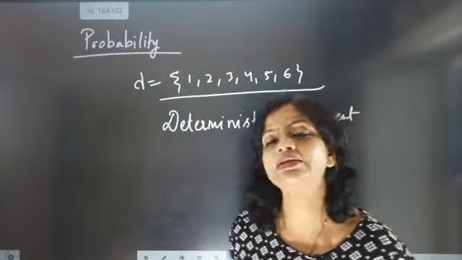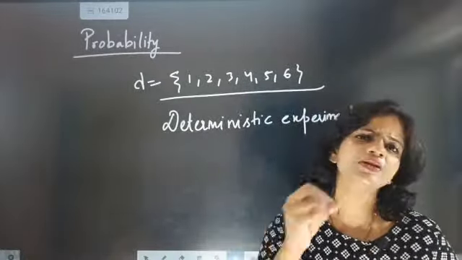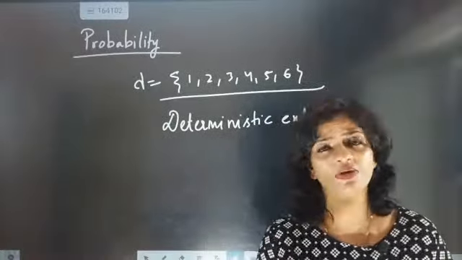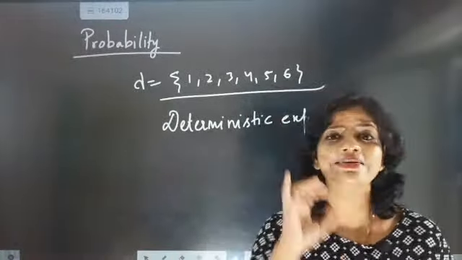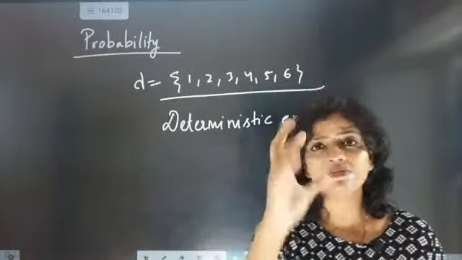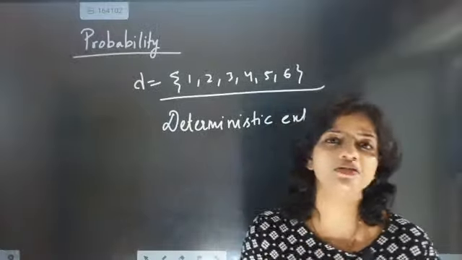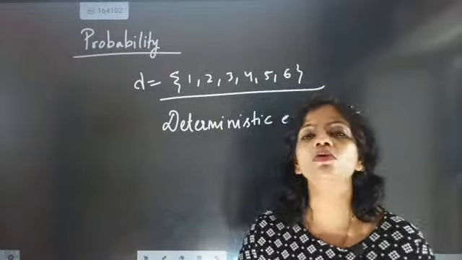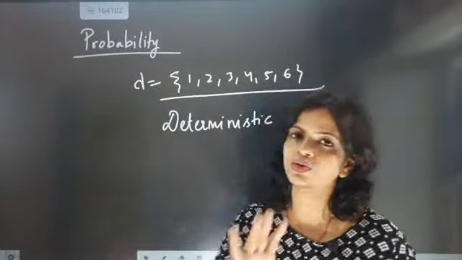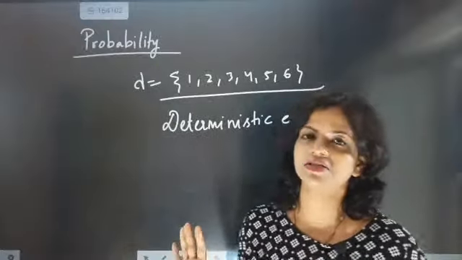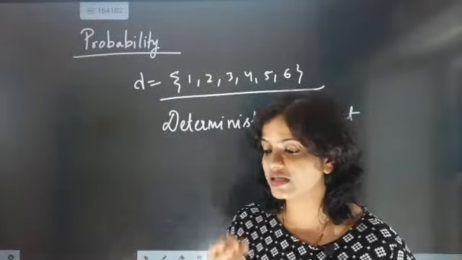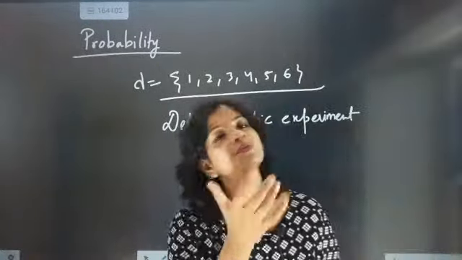What exactly is a deterministic experiment? It is an experiment where you have already made up your mind that this is the answer. You need not go anywhere, you know perfectly that this is the answer, so you will get that answer. That is called a deterministic experiment.